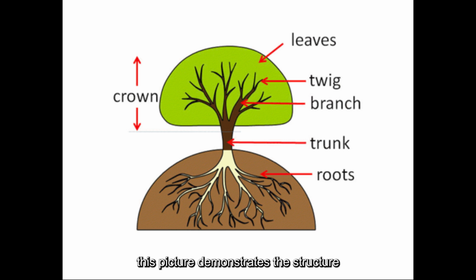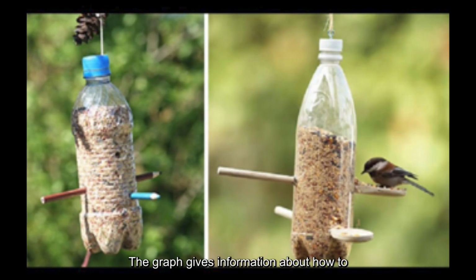In conclusion, this picture demonstrates the structure of trees. The graph gives information about how to use a plastic bottle as a bird feeder.